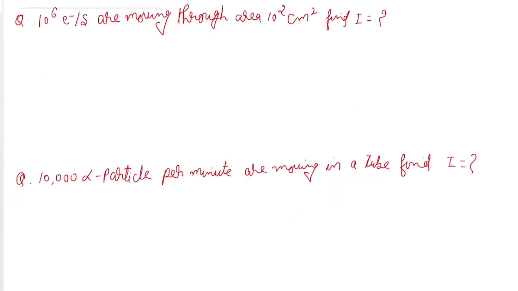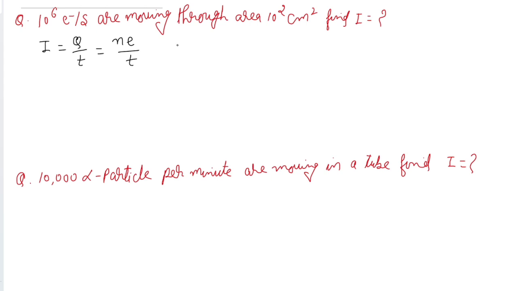Now we have to discuss a question on the given concept. The first question is: 10 to the power 6 electrons are moving through an area of 10 to the power 2 centimeter square. Then you have to calculate the current associated with it. So the answer is I equal to Q by T. We know that I is equal to Q upon T, and Q is Ne by the principle of quantization. So this will be Ne by T.